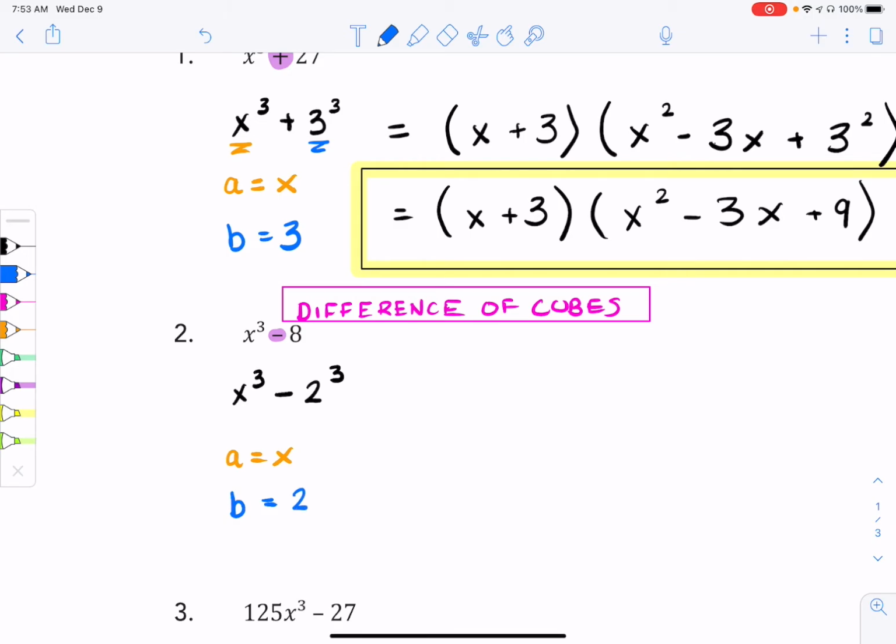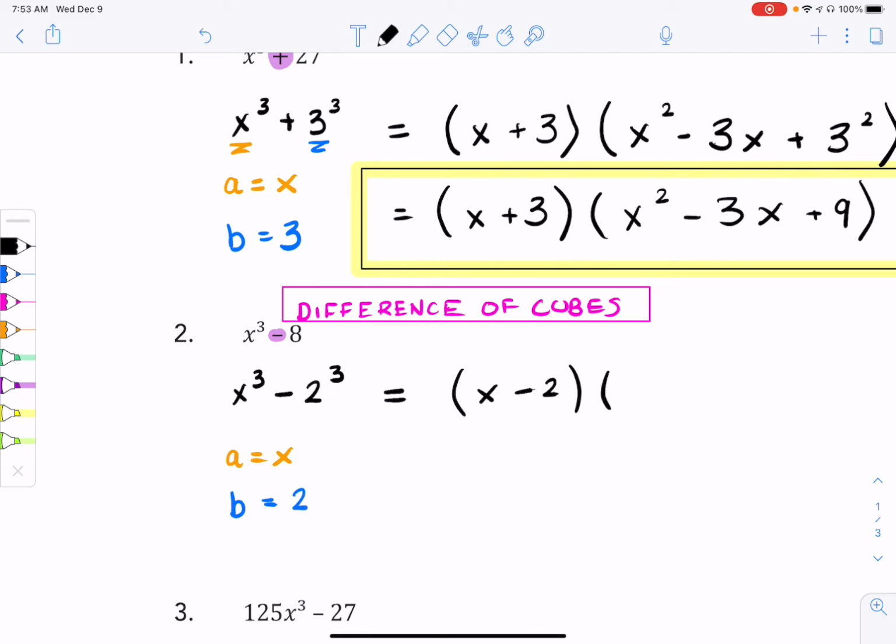You do not include the sign. The sign is already included in the formula. So your a and b values should always be positive numbers. And then to factor, the first expression is x minus 2, or a minus b.